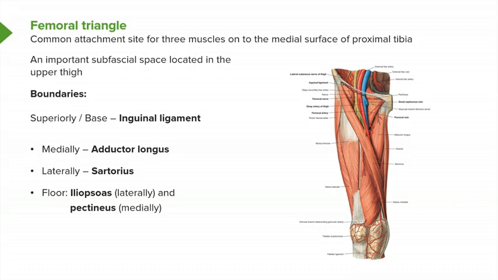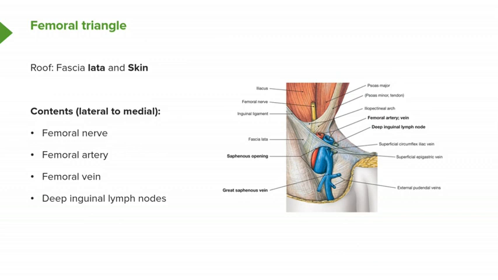The floor of the femoral triangle is formed by two muscles, iliopsoas and pectineus. Laterally, we find iliopsoas. Medially, we find pectineus. And these are the boundaries and the floor of the femoral triangle. Within the femoral triangle, we have a number of structures. We have the femoral nerve, the femoral artery, and the femoral vein.